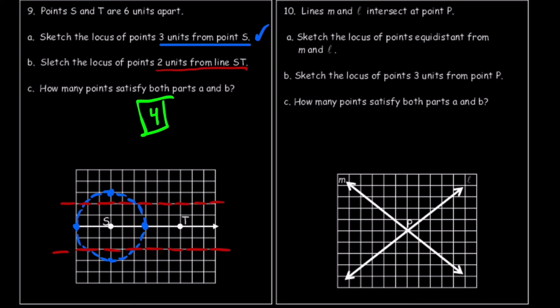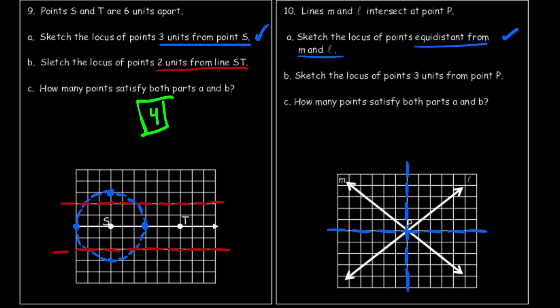Number 10, lines M and L intersect at point P. Sketch the locus of points equidistant from M and L. So we haven't done this one in a while. First page. When two lines cross and you want the locus equidistant, remember we want the angle bisectors. So we'll sketch in something like that. Equidistant from those two lines. I've got one that goes up and down and one that is more horizontal. Okay, so I just took care of that.